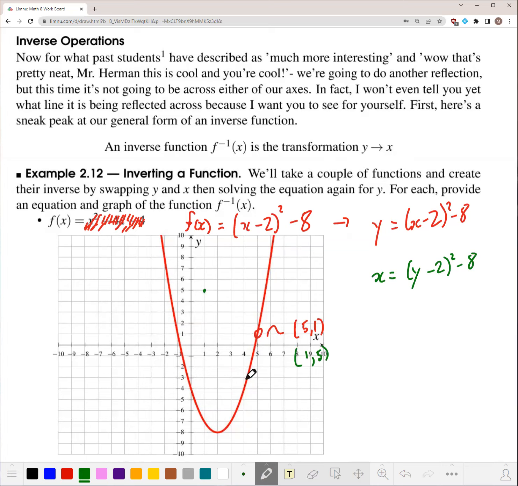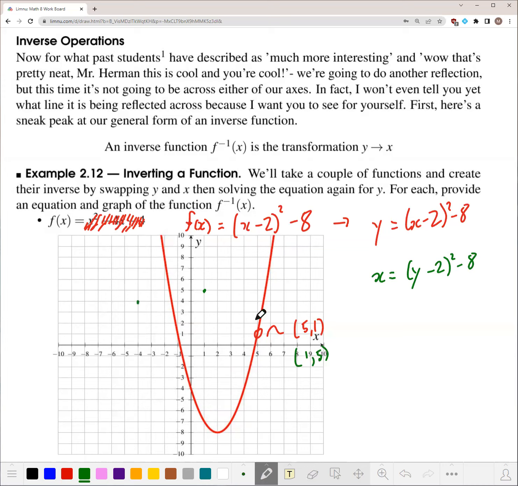Spicy. Let's find some other points. Well, here's negative 4, 4. So I'm going to have 4, negative 4. Okay, well, I totally did that backwards. So we have 4, negative 4, so we're going to have negative 4, 4. That should be up here. There we go. Brain, good job working.